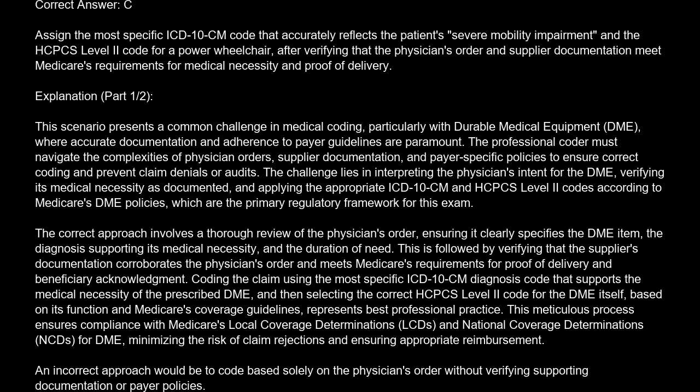The correct approach involves a thorough review of the physician's order, ensuring it clearly specifies the DME item, the diagnosis supporting its medical necessity, and the duration of need. This is followed by verifying that the supplier's documentation corroborates the physician's order and meets Medicare's requirements for proof of delivery and beneficiary acknowledgement. Coding the claim using the most specific ICD-10 diagnosis code that supports the medical necessity of the prescribed DME, and then selecting the correct HCPCS Level II code for the DME itself, based on its function and Medicare's coverage guidelines, represents best professional practice.